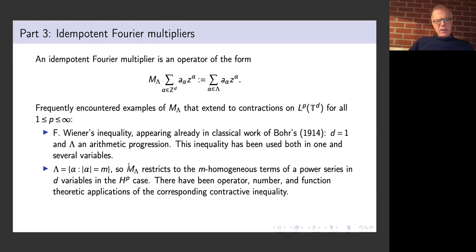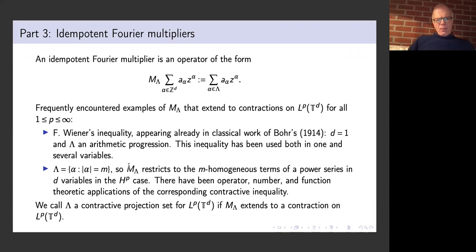So roughly speaking, the trick to get it is that you introduce a dummy variable and you see that you can get it from the fact that the Fourier coefficients of a one-dimensional function are bounded by the norm of the function. So it's an easy thing to see. But it is useful, and people use it both in operator theory, in number theory, and in function theory. So what we will do is to call lambda a contractive projection set for LP if M lambda is such a contractive multiplier. So if it extends to a contraction on LP.